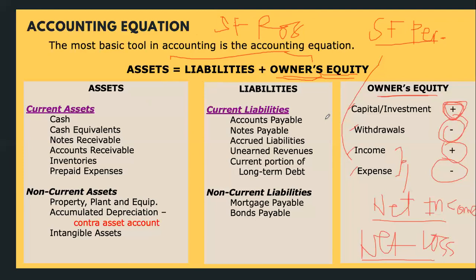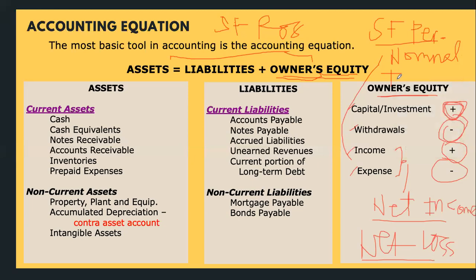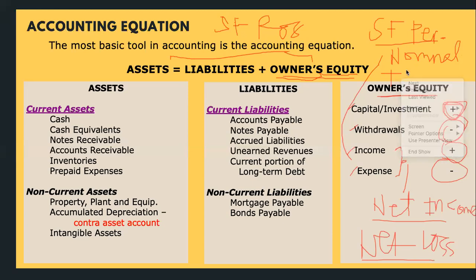accounts or permanent accounts. On the other hand, income and expenses account can be found in the statement of financial performance and it is called as nominal account or temporary account. Kagaina, permanent si asset, liabilities, and owner's equity, your income and expenses account are classified or are considered as temporary accounts. Why temporary?